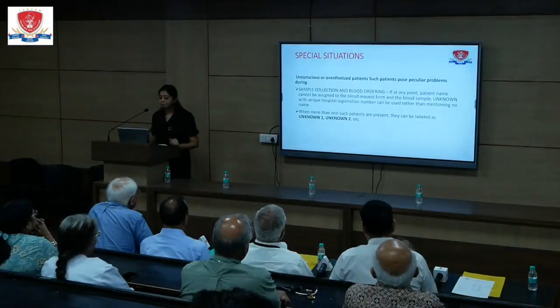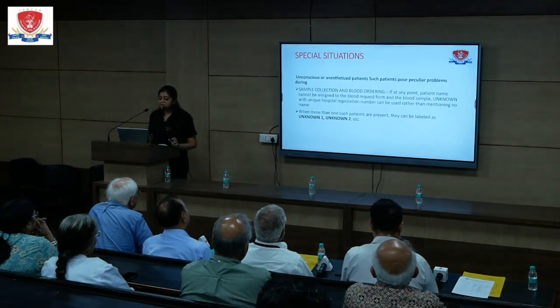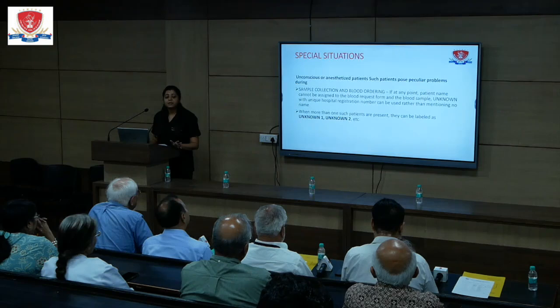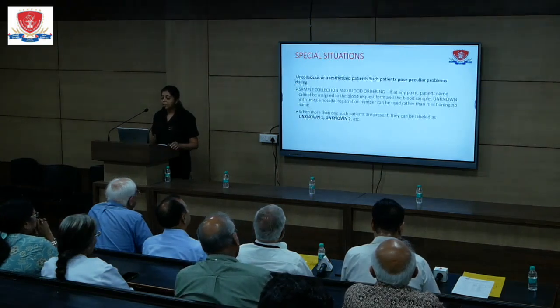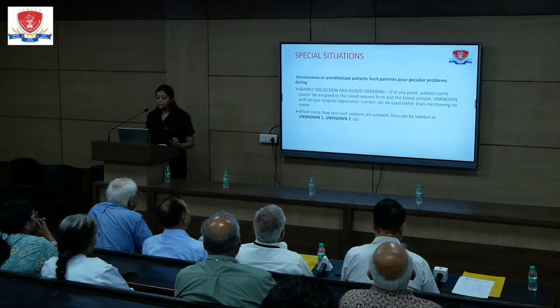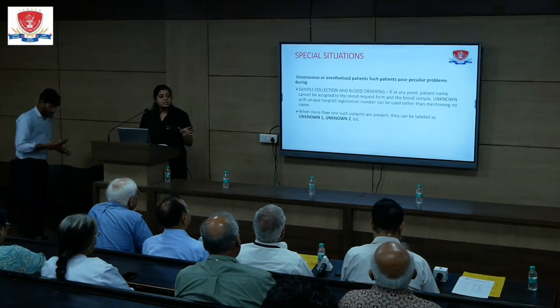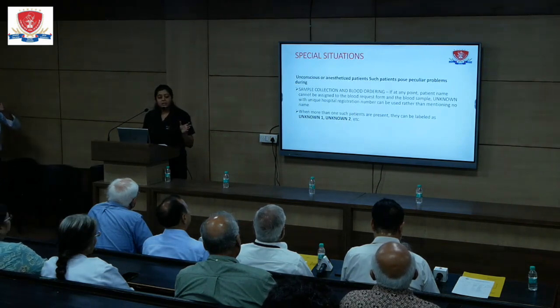Special situations: unconscious patients, anesthetized patients. These patients pose peculiar problems during sample collection and blood ordering. If at any point a patient name cannot be assigned to the blood request form and blood sample, an unknown with a unique hospital registration number can be used rather than mentioning no name. When more than one such patient is present, they can be labeled as unknown 1, unknown 2, and so on.